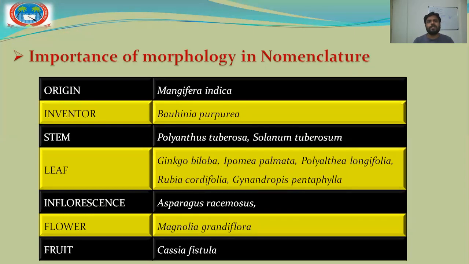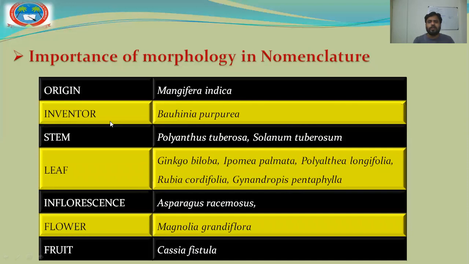For example, if you consider the origin of a plant, on the basis of origin, you can determine the name. Now consider Mangifera indica. This is the botanical name of mango, where Mangifera indicates the genus, while indica indicates the species of this mango. Here, indica specifies its origin. Indica means this species originated from India. That's why the name Indica is given. So in this way, origin is responsible for giving the name to a particular plant.